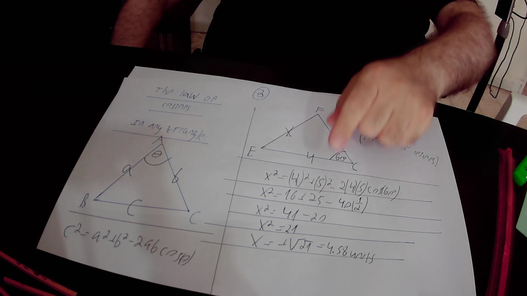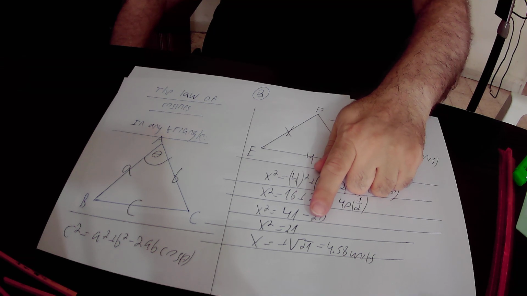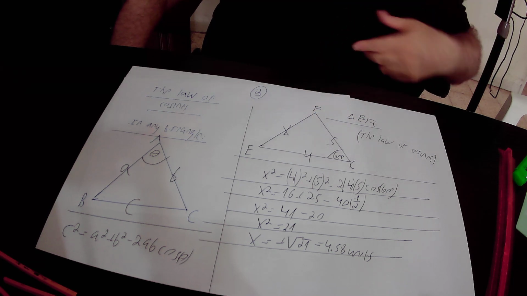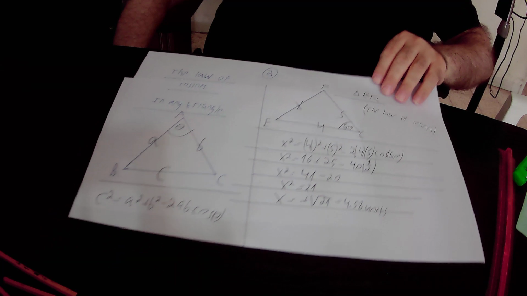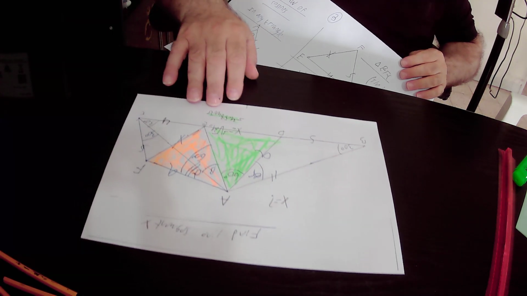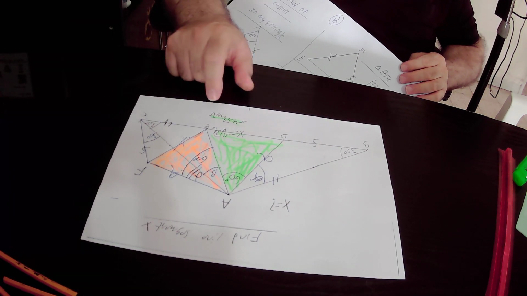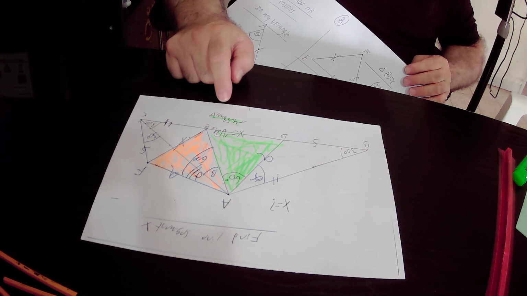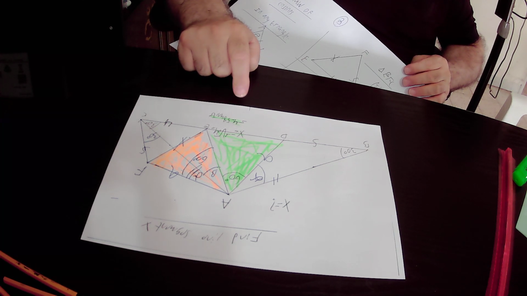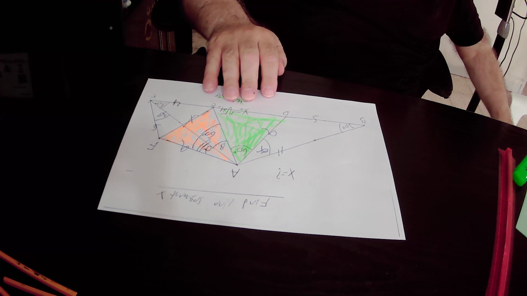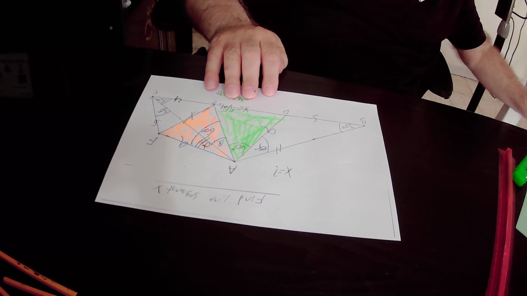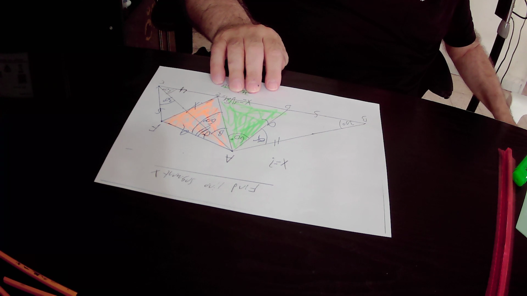I repeat again, the reason that we take only the positive square root of 21 is that x is a length. As a length, x must be a positive number. So in conclusion, we found out that the length of line segment DE, which is equal to x, equals the positive square root of 21, or in terms of numbers, 4.58 units. We finished with the first question, and then I presented to you the second question.